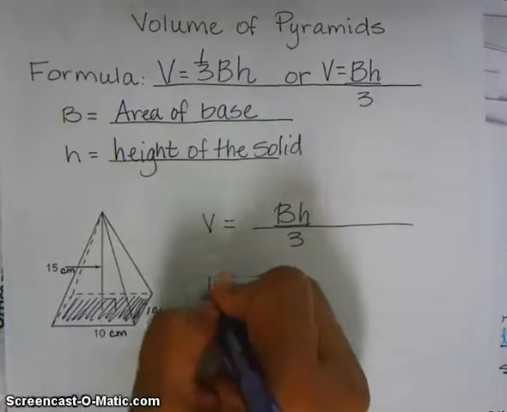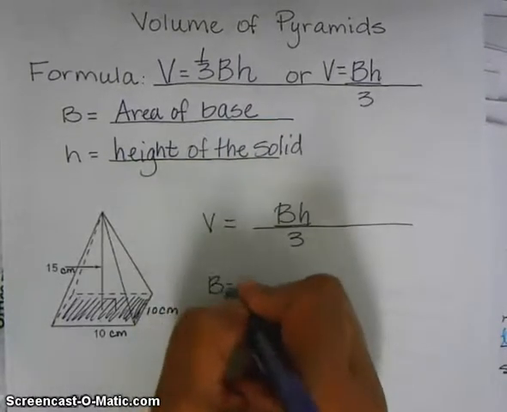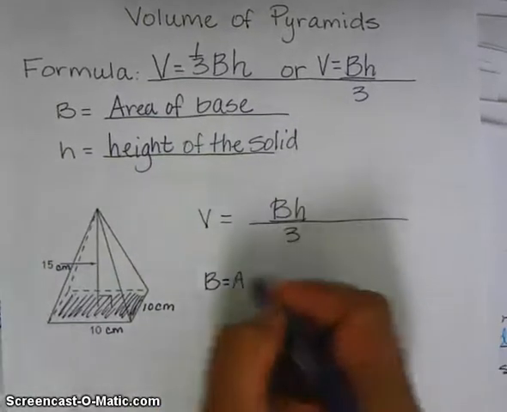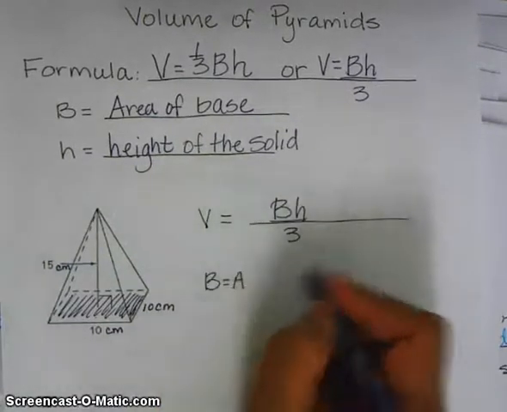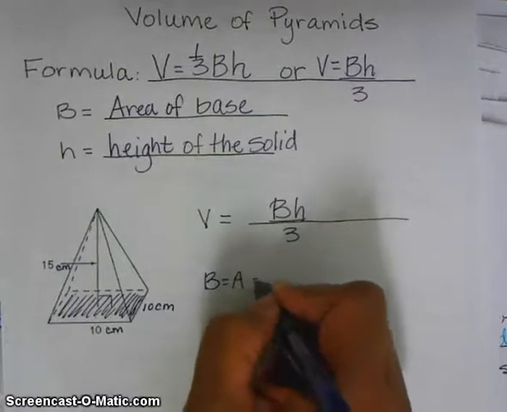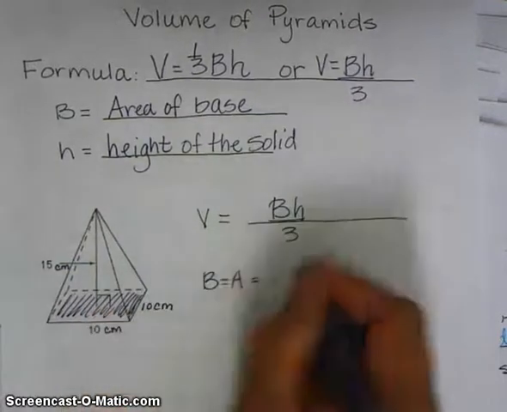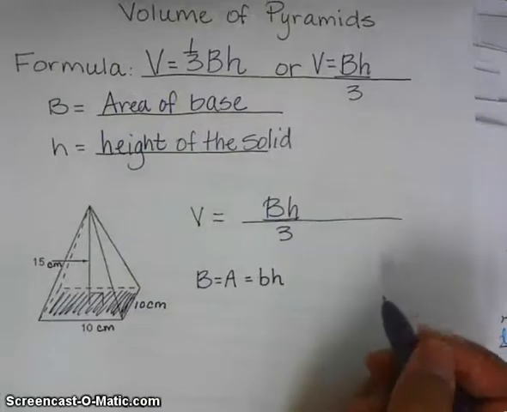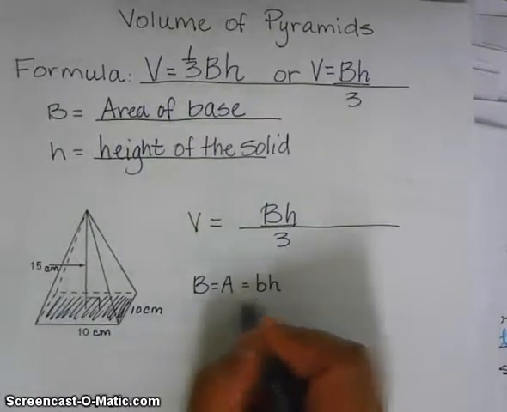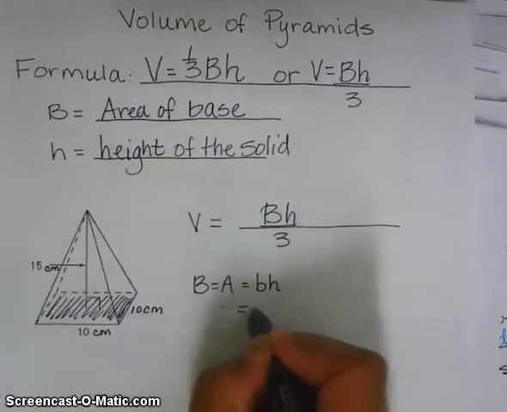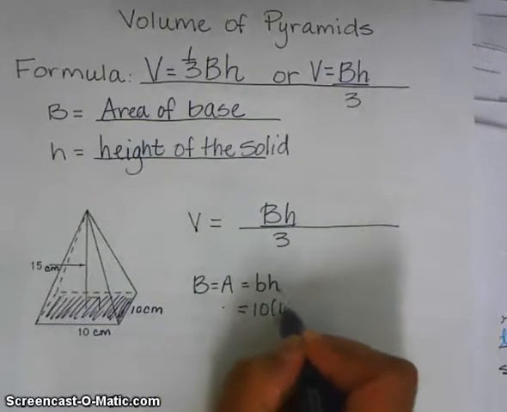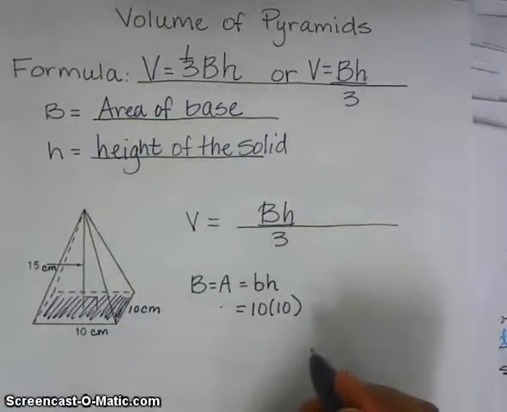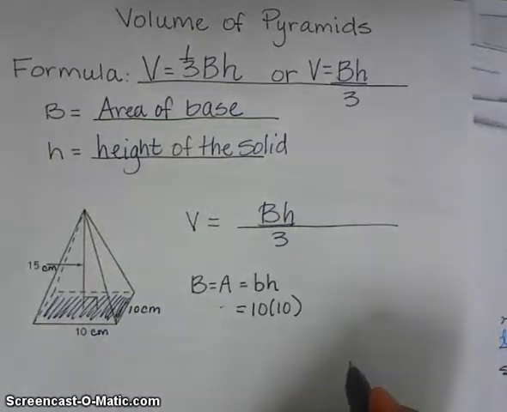I'm going to solve for capital B first, and remember, capital B is the area of the base. These two are the same, they mean the same thing when we are solving for volume. So the area of the base, my base is a square, so if I look on my formula chart, it is base times height. My base is 10 times 10. And so pause the video so you can do the math and then come back and check to see if your answer is correct.